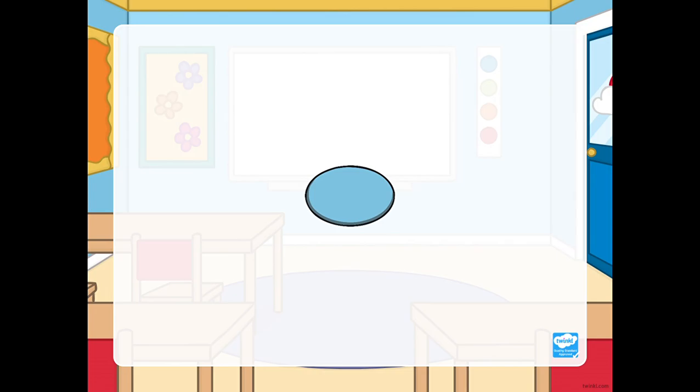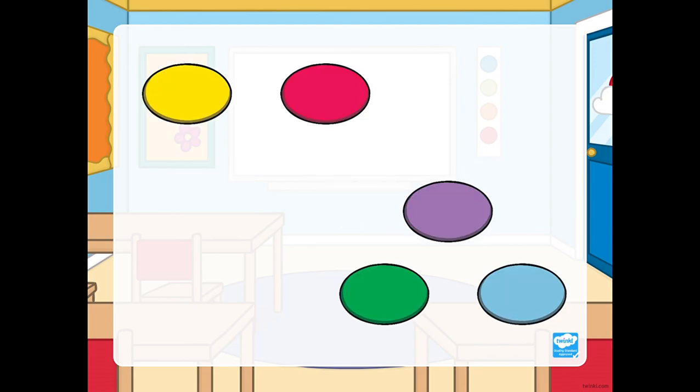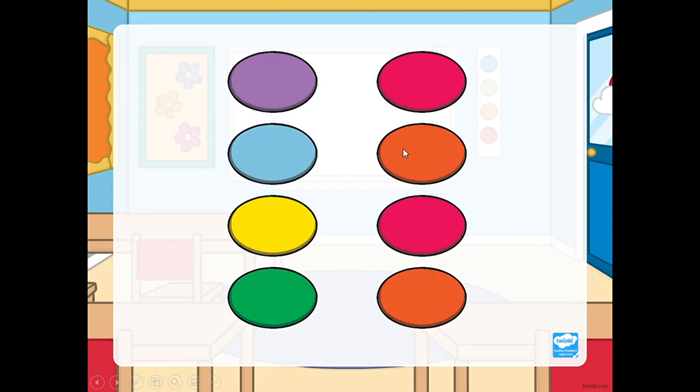1. 3. 5. 3 and 2 more is 5. Or did your brain move these counters over here to make a dice pattern? I see 8.